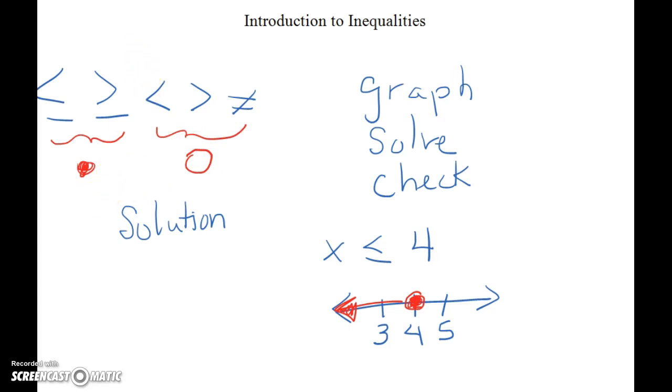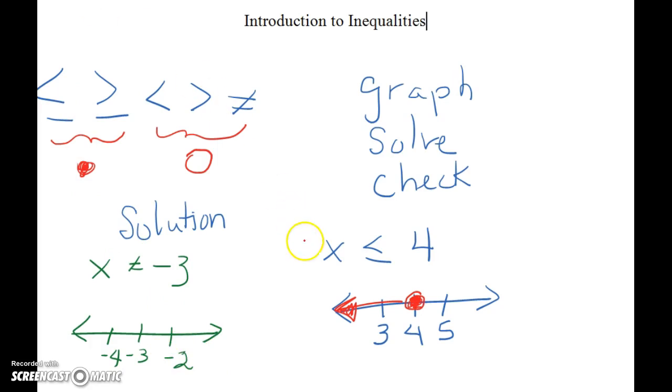Just out of curiosity, and for fun, let's do x is not equal to negative 3. Okay, so if I were to graph that one, again, negative 3 is my anchor, so that's definitely on my number line. To the left, I'm going to put negative 4 because that's smaller. And to the right, I'm going to put negative 2 because that's greater than negative 3.